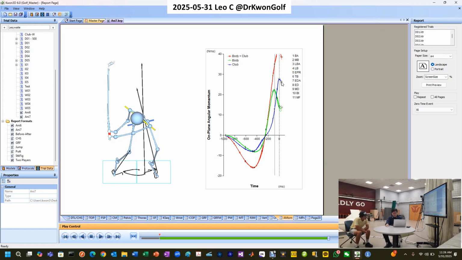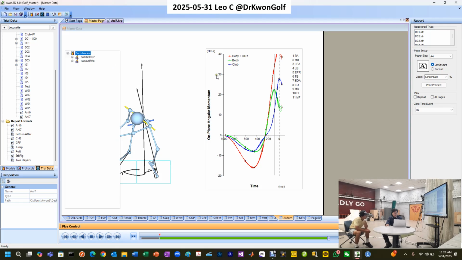So then, at impact, if you look at the angular momentum here, this is the body, this is the club, almost a 2-to-1 ratio here. The club has twice as large angular momentum as the body here. Let's go back to yours to see what happens.